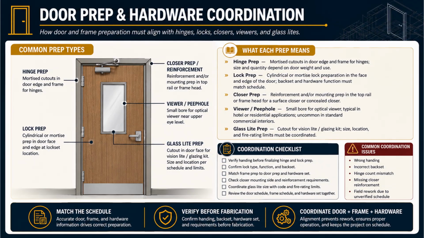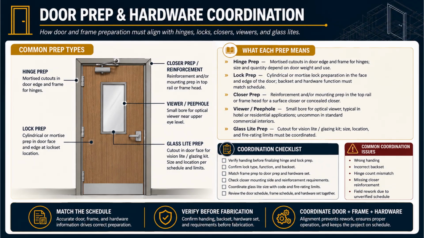The coordination checklist pulls today together. Verify handing before finalizing hinge and lock prep. Confirm lock type, function, and backset. Match the frame prep to the door prep and hardware set. Check closer mounting side and reinforcement requirements. Coordinate glass light size with code and fire rating limits. And review the door schedule, frame schedule, and hardware set together.